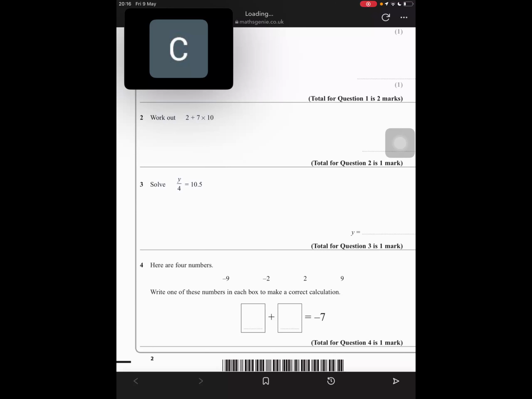Oh, okay, I noticed something. The first few questions, maybe like the first page, are quite easy. Could be tricky for some, but I bet they're quite easy. So what would I add to give me -7? What two numbers will I add to give me -7? -9 plus 2. Excellent. Correct. Perfect.